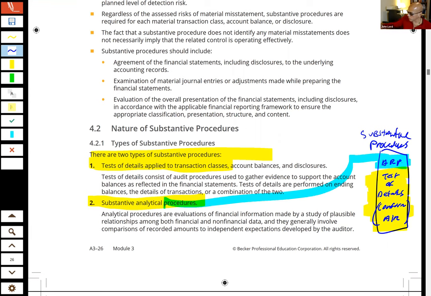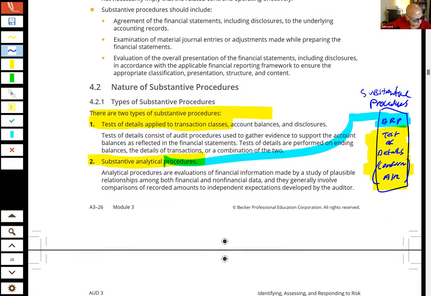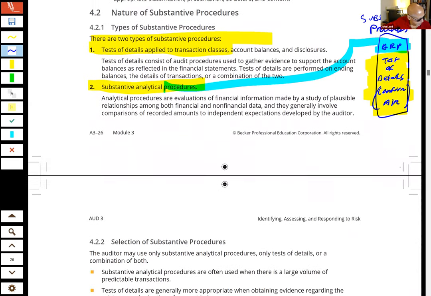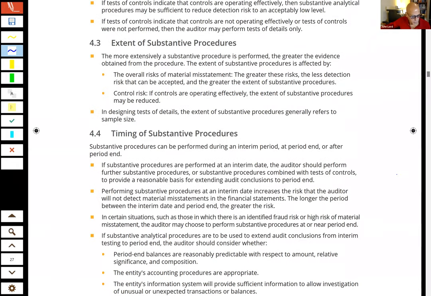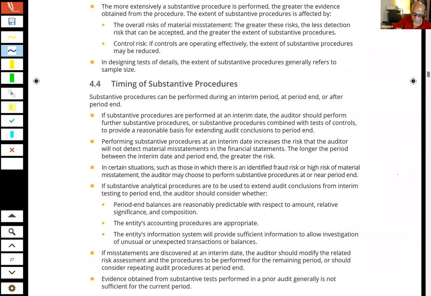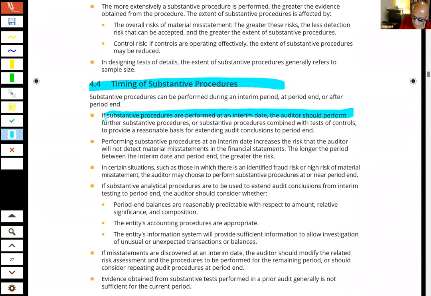Now, the timing. We talk about nature, extent, timing. We've talked about that enough, but let's get a little more information from the book about timing. I think extent is obviously using larger sample sizes, but let's take a look at timing. If substantive procedures are performed at an interim date, the auditor should perform further substantive procedures to provide a reasonable basis for extending the audit conclusion to period end.